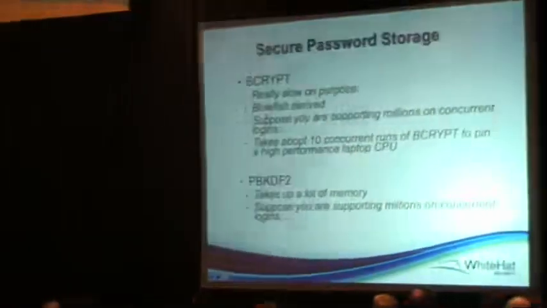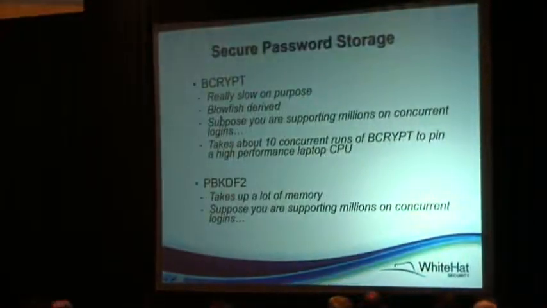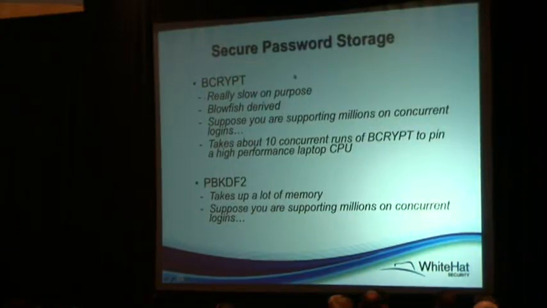There are 2 algorithms that are slow enough and have enough of these characteristics that they're at least a reasonable choice for password storage. There's bcrypt or scrypt. It's really slow on purpose. It's derived from Blowfish, so some organizations that have NIST standard requirements can't use this, but that's fine. And this is also a potential denial of service. It takes about 10 bcrypt rounds running at the same time to pin even a high-performance CPU.